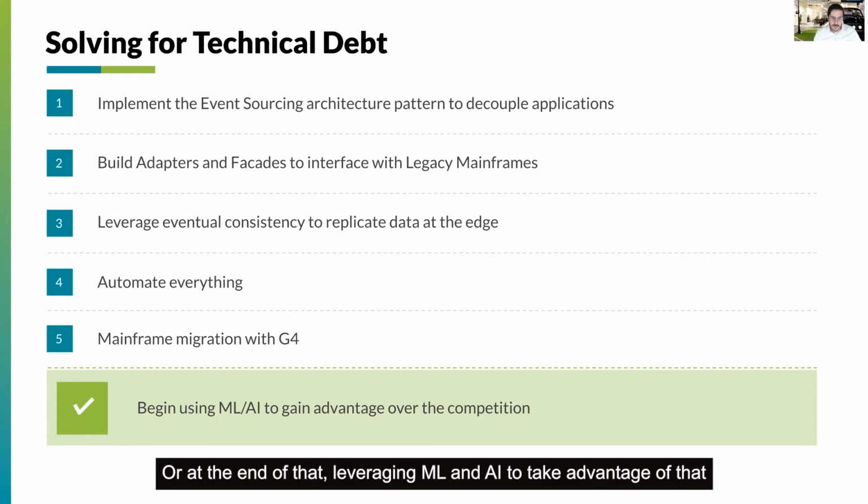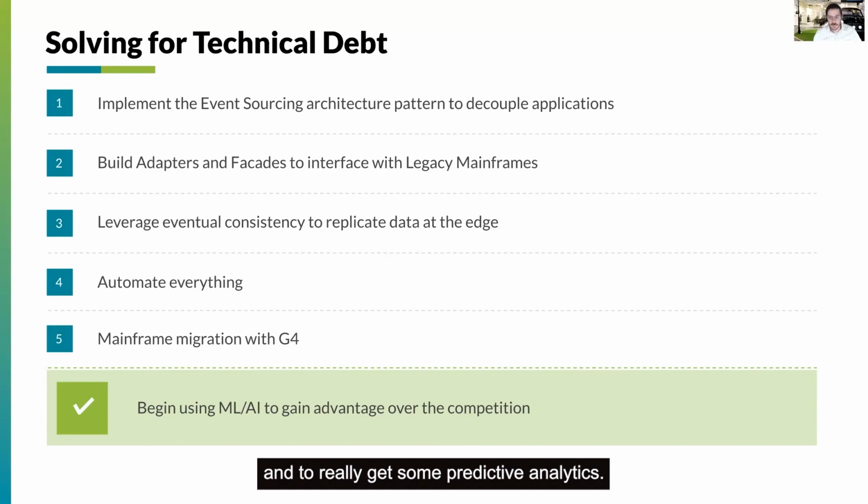And at the end of that, leveraging ML and AI to take advantage of that and to really get some predictive analytics.